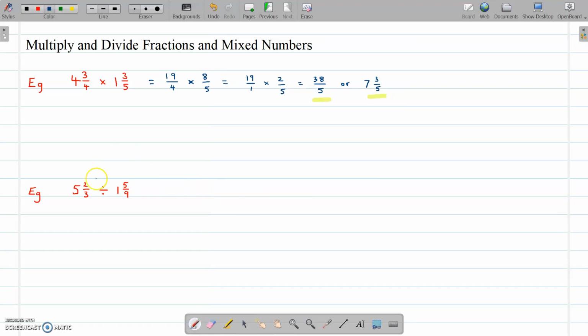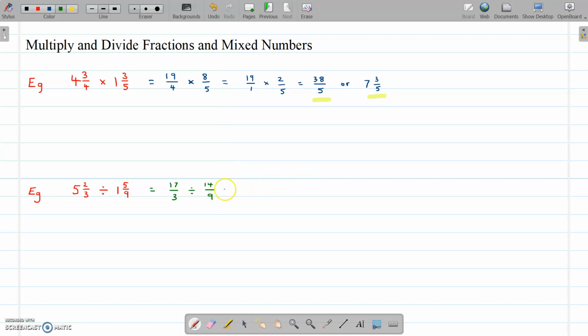Okay, now what about division? Well, it's actually really easy. You've just got to remember one simple step that you need to do after you've converted them both into improper fractions. So we'll do that first. So 3 5s are 15 plus 2 is 17. So I'm starting in exactly the same way as before, and I've got 17 thirds divided by, now we have 1 9 is 9 plus 5 is 14. Okay, so it's 14 over 9.